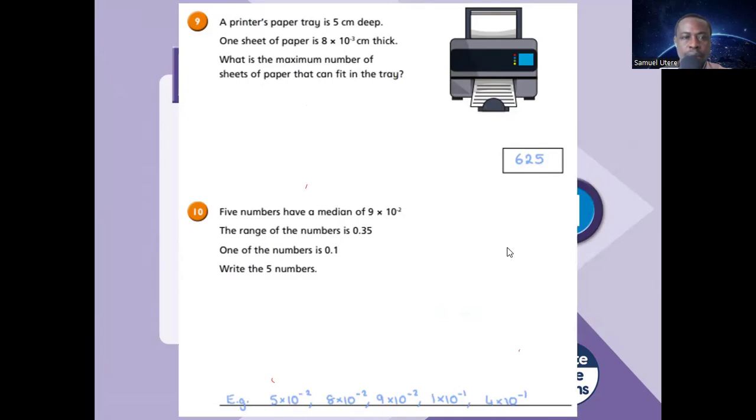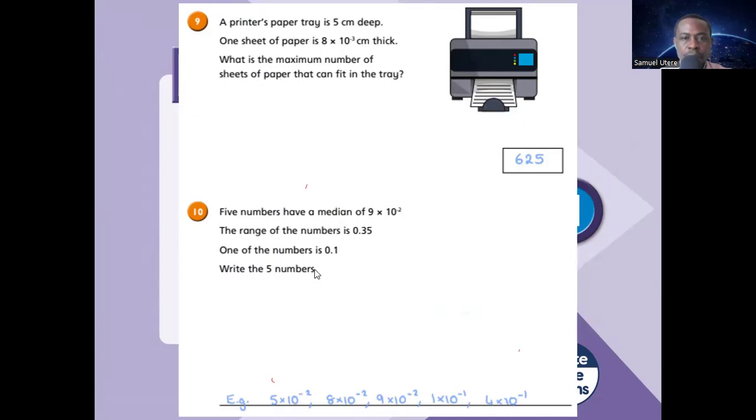And then here, you ask 5 numbers have a median of this. The range of the numbers is this number, 0.35. So 5 numbers have the median of 9 times 10 to the power -2. And then the range of the numbers is 0.35. One of the numbers is 0.1. We're required to write the 5 numbers.